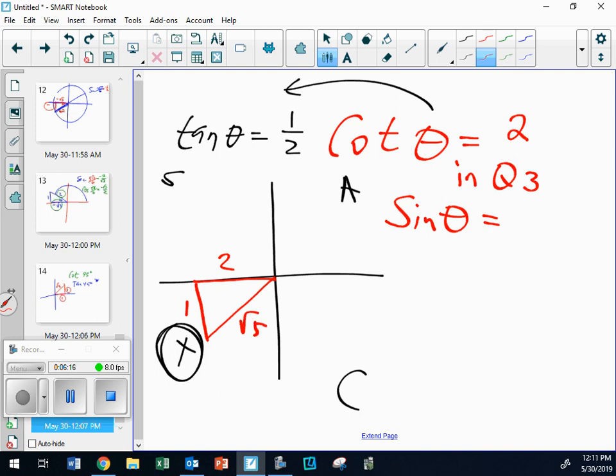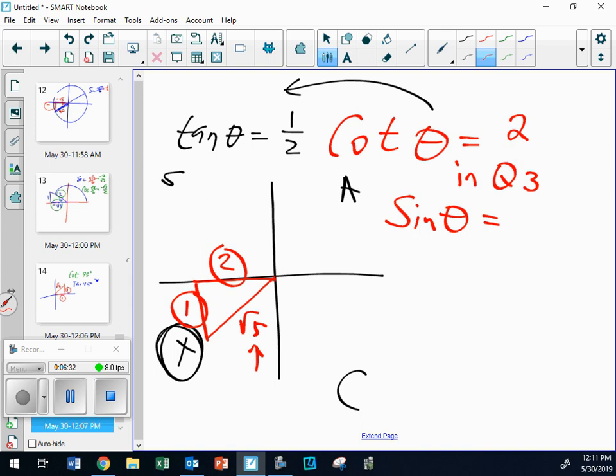How many of you figured out that last side? If you got duped into thinking this is the 1, 2, square root of 3 triangle, you wouldn't be alone. All right, so if this is 1 and this is 2, that has to be the square root of 1 squared plus 2 squared.